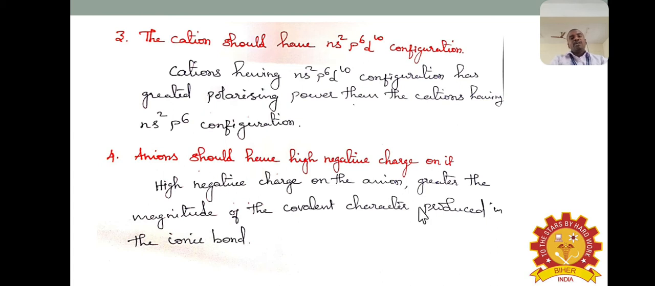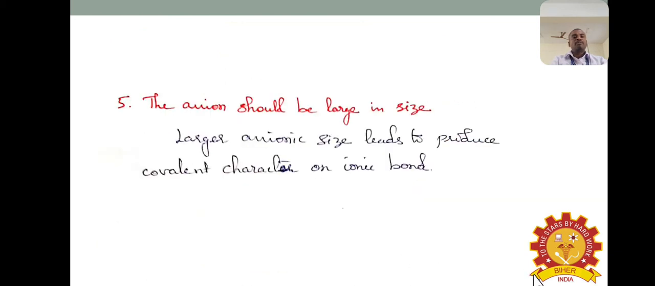The greater the high negative charge on the anion, the greater the magnitude of covalent character produced in the ionic bond. Ionic bond character increases due to high negative charge. The last point is that anions should be large in size.